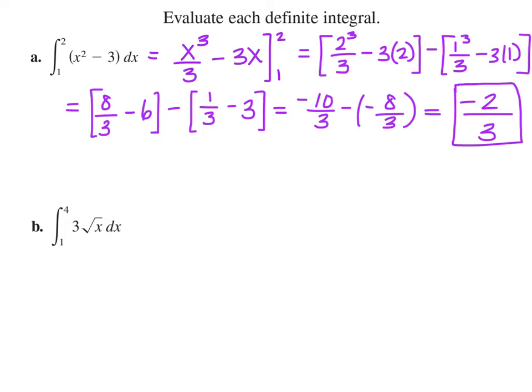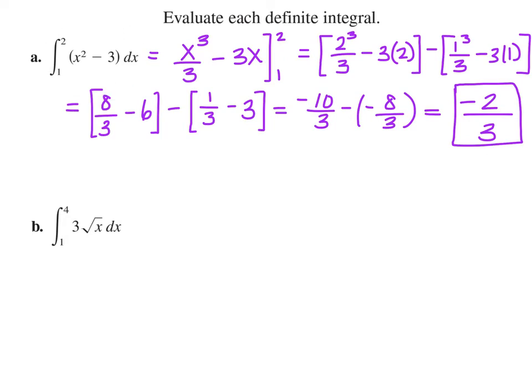So what I end up doing here is I take the b value, which is the top value up here, 2, and I plug it into this function. So I get 2 to the 3rd over 3 minus 3 times 2. And then I do the same thing with 1. So I subtract 1 to the 3rd over 3 minus 3 times 1. And then I work it out with some arithmetic, and I get negative 2/3 as the answer to that integral.